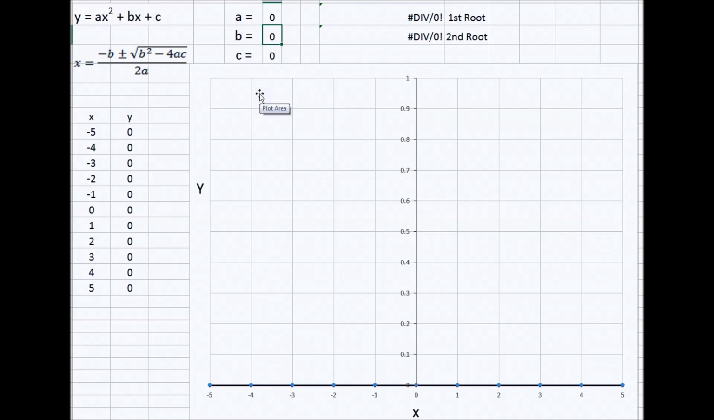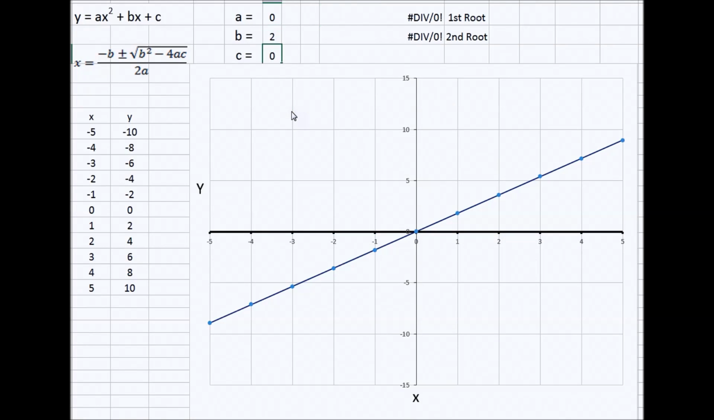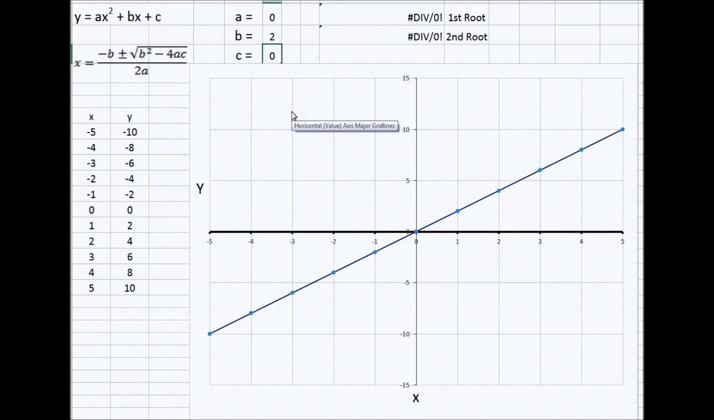Now, let's say we just have y equals bx. We let a and c equal 0. Let's say y equals 2x. And you can see we have a line that goes through the origin, and it has a slope of 2. Now, it doesn't look exactly like the slope is 2, but the axes have different values.